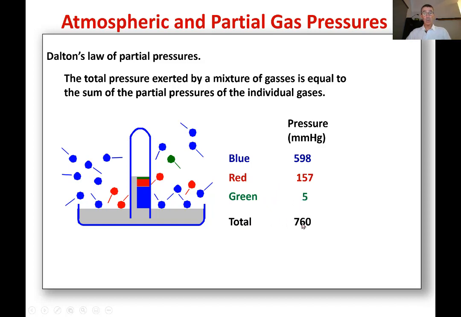And total is 760 millimeters of mercury. So you can break them down into percentages. If the gas is in your room, 78% is one gas, 21% is another gas, and about 1% is another gas. I'll give you a second to see if you can guess what those gases are.